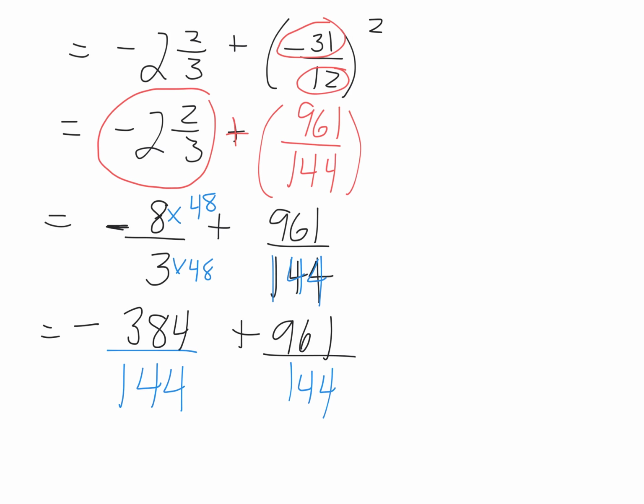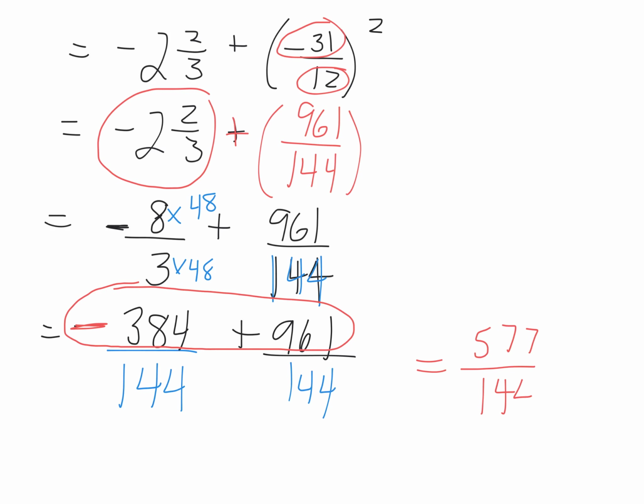You have to make sure you're adding the negative. Negative 384 plus 961. Some of you messed up on the final step because you did not include the negative. What's negative 384 plus 961? Yes? 577. Is that what you got? 577 over 144. How many times does 144 go into 577? 4 times with 1 left over. So that should have been your final answer.